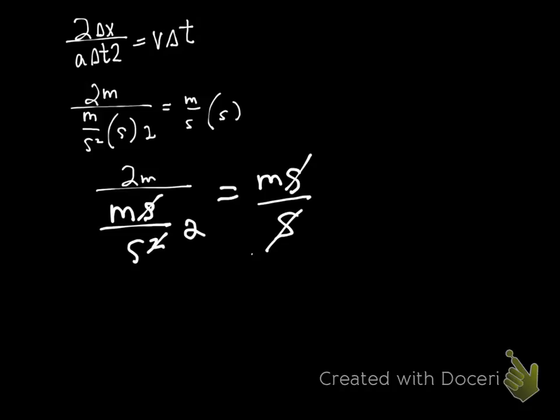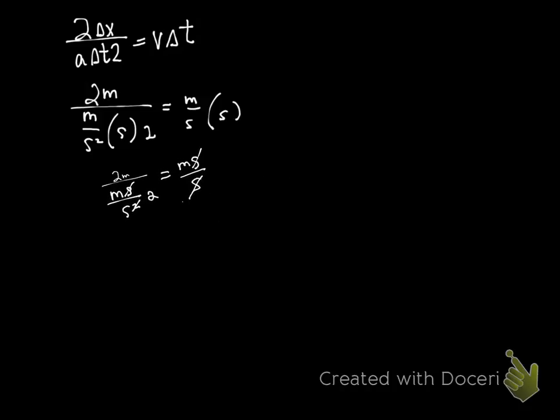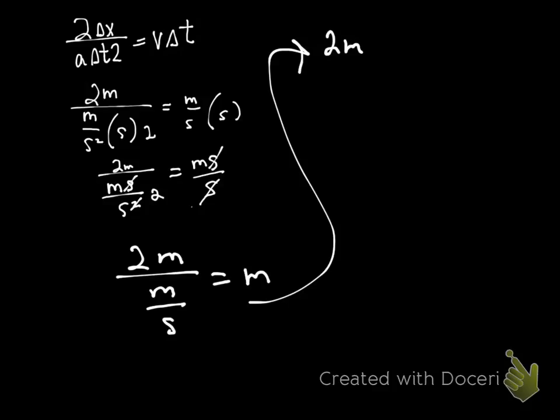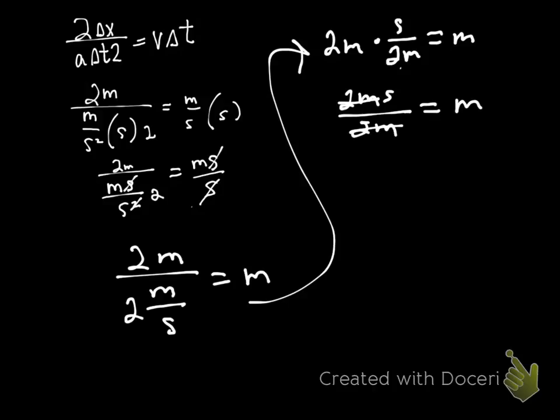So now, as our next step, let me shrink this again. I'm going to have 2 meters over meters seconds equals meters. So then, if I invert and multiply that side, I have 2 meters times seconds over meters. You forgot the equals meters. Okay, so now I have 2 meters seconds over 2 meters. That goes away, that goes away. Seconds equals meters. Is that true? No.